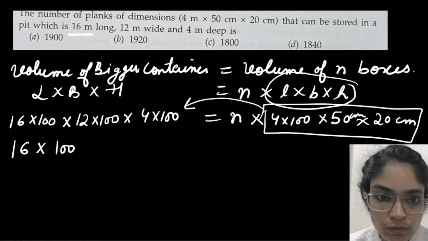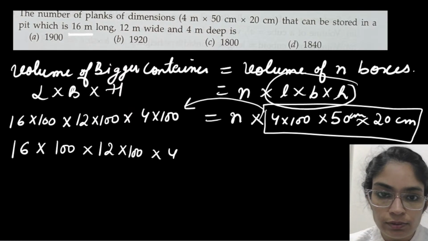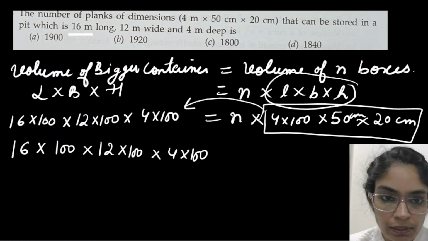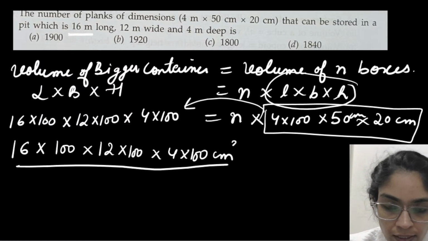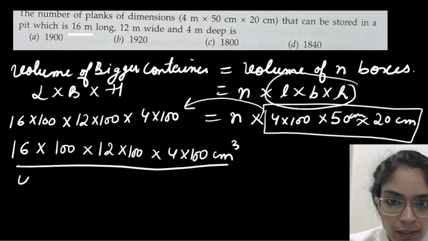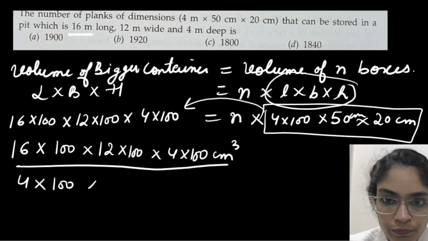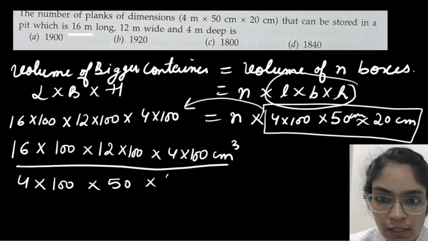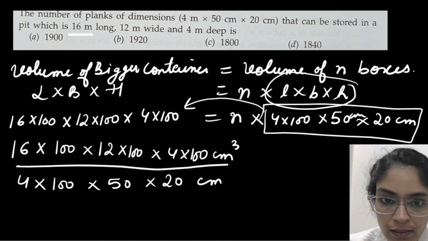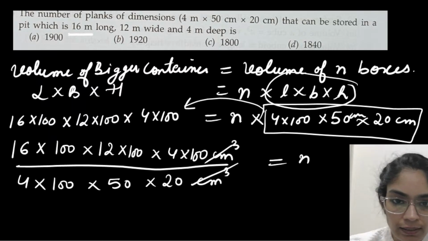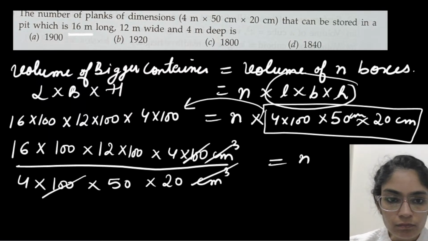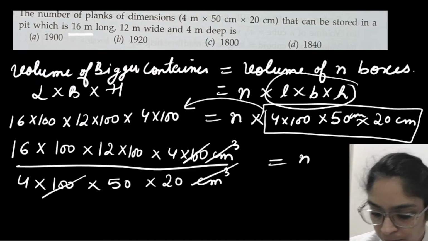So 16 into 100 into 12 into 100, all the units converted to centimeter, so altogether centimeter cube, and 4 into 100 into 50 into 20, here also centimeter cube. So centimeter cube and centimeter cube will get cancelled. 100 and 100 will get cancelled. So cancellation we can do.